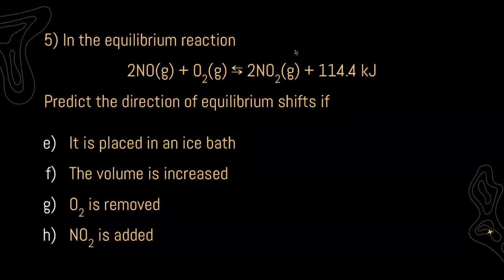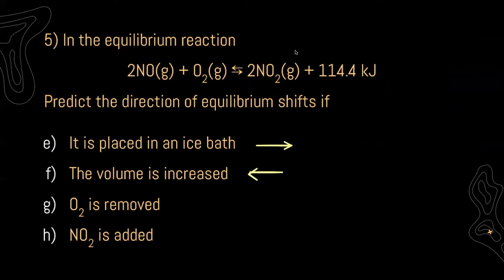Still on 5, now it asks what happens when we place it in an ice bath. If we place it in an ice bath, we are lowering our temperature, lowering our energy. If we decrease our products, we're going to send our reaction to the right. If we increase our volume, on our reactants we have 3 moles, products we only have 2, our reaction would shift towards the right as we have a larger space to hold all of these moles.